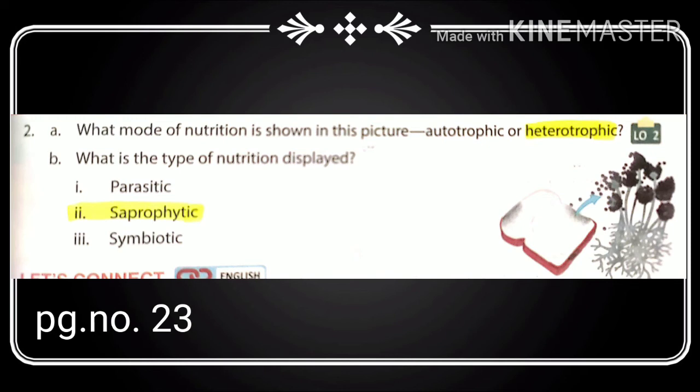Then the next question is, what is the type of nutrition displayed? Parasitic, saprophytic or symbiotic? Now which kind of nutrition do fungi follow? It is saprophytic. So the answer is the second, saprophytic mode of nutrition.